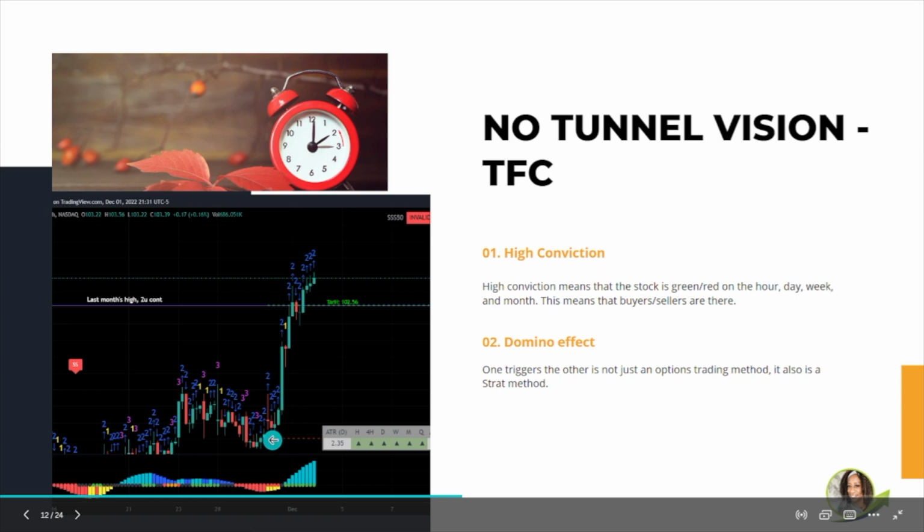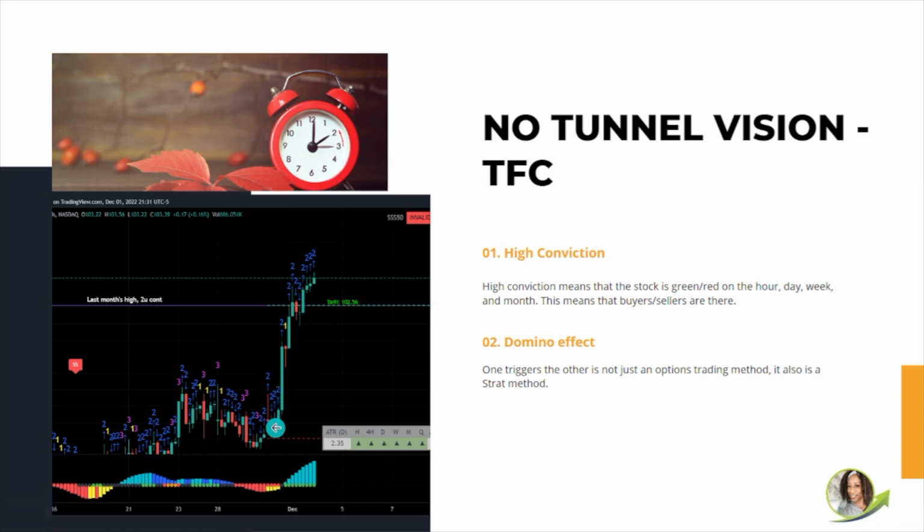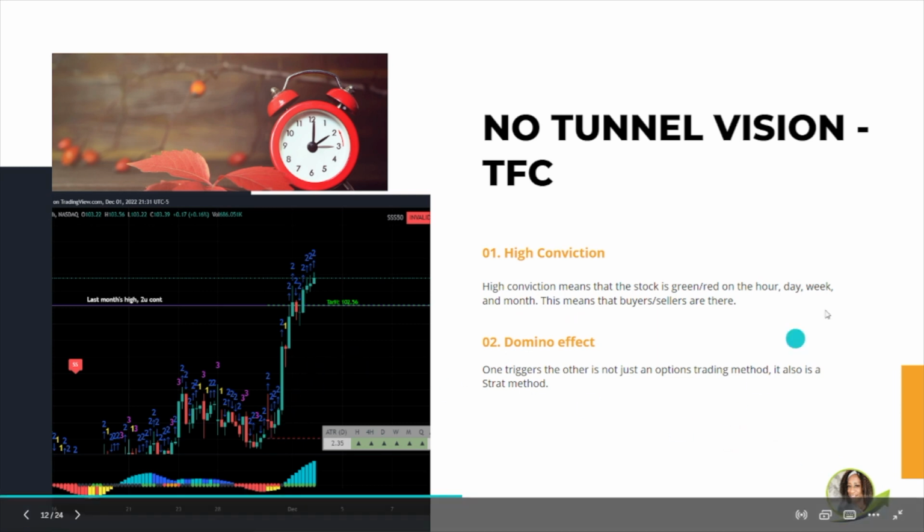So you would trade this back into full time frame continuity. That is a high conviction trade. That's the domino effect, and that's high probability.